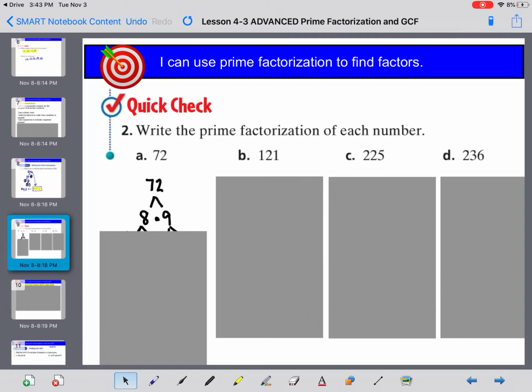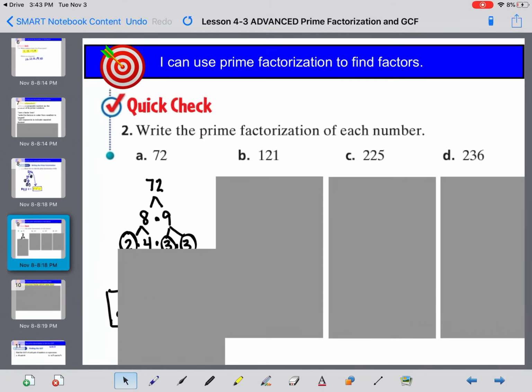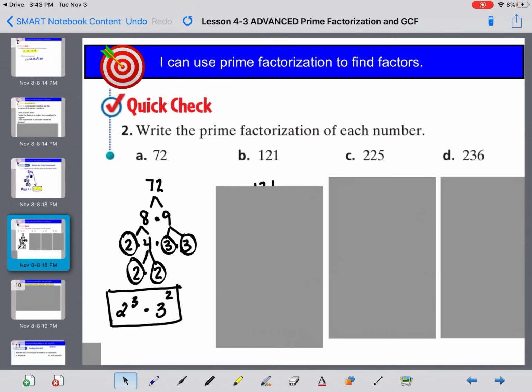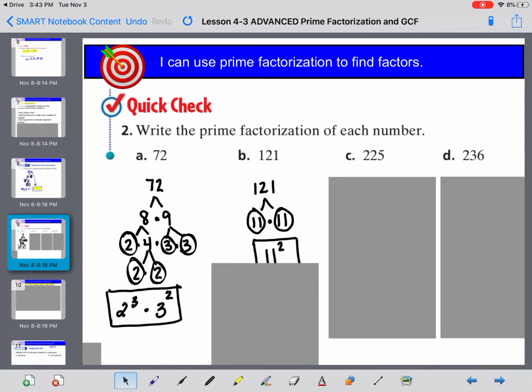For 72, I took 8 times 9. Then for 8, I took 2 times 4. And 9, I took 3 times 3. Then I took 4 and I broke it down into 2 times 2. I listed my factors from least to greatest, and I got 2 times 2 times 2, or 2 to the third, and 3 times 3, which was 3 squared. Letter B, 121. I broke that down into 11 times 11. 11 is prime, so that's 11 squared.